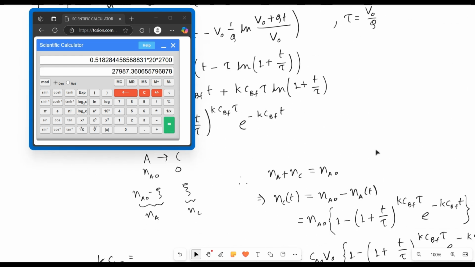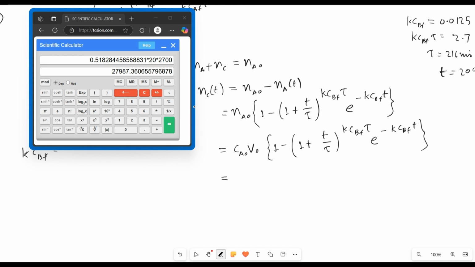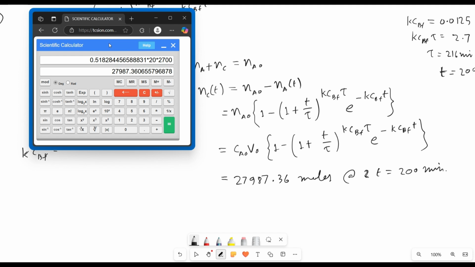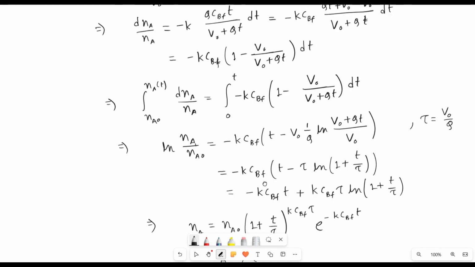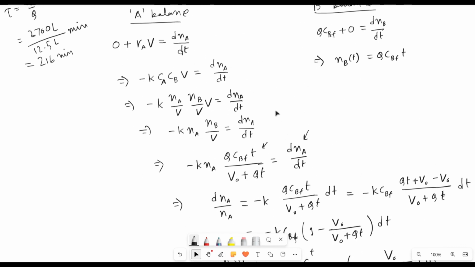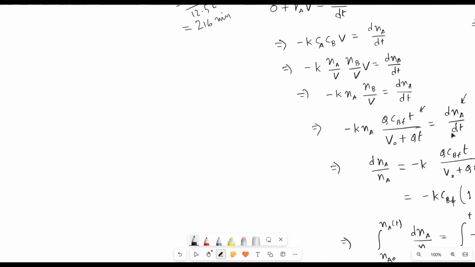So after 200 minutes, the moles will be 27,987.36 moles at t equal to 200 minutes. So we got the final answer. In this case, we do not require any Polymath, but Polymath may be required if you write the differential equations in terms of concentration. If you write the differential equations in terms of concentration, the expression will become tedious.